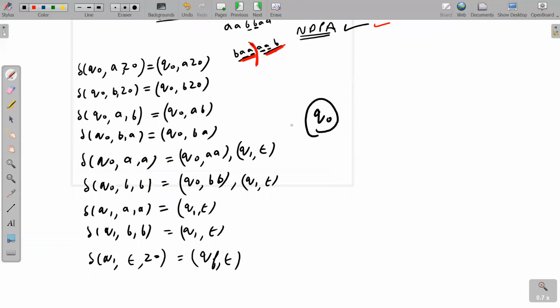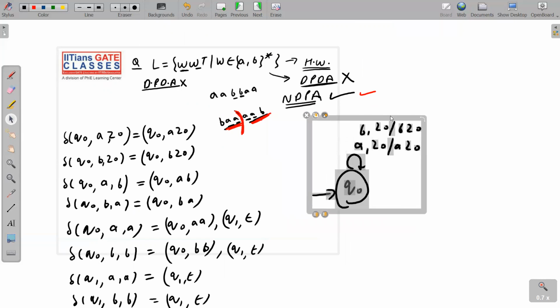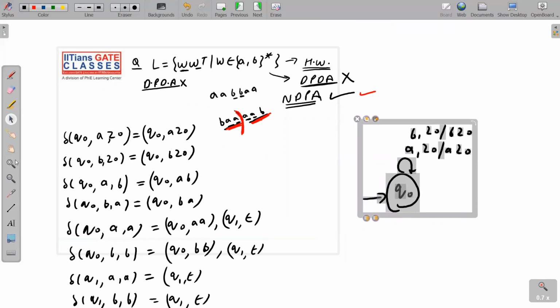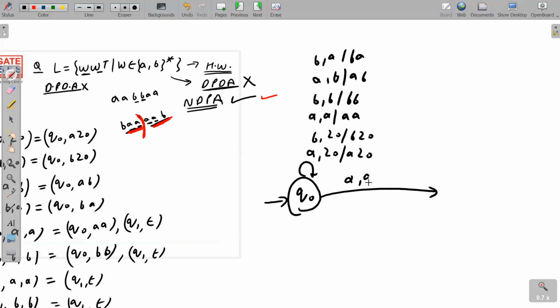So let me construct it. On Q naught: A Z naught, A Z naught, B Z naught, B Z naught. We want 4 new moves now, so let me put it here. Yeah, now we have a proper space. After that: A A A A, B B B B, A B A B, B A B A. So everything is pushed. And another possibility can be A null, or you can say B null.